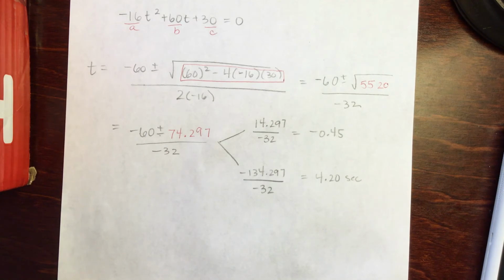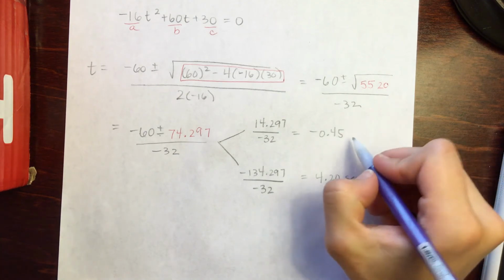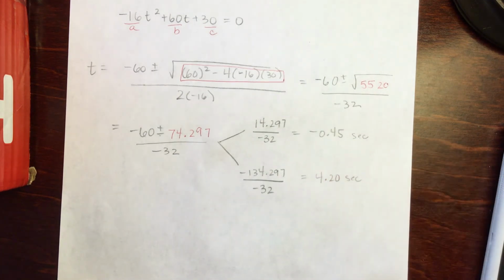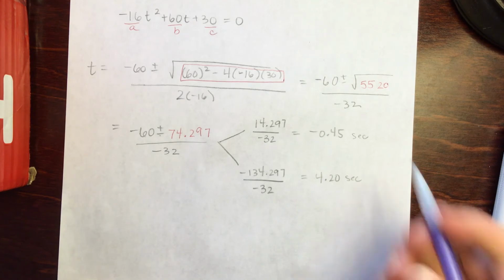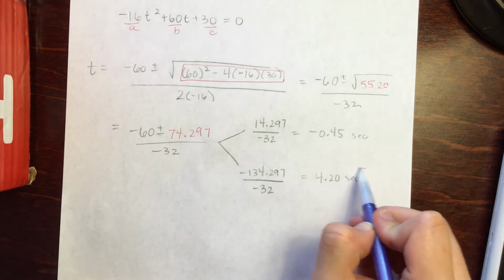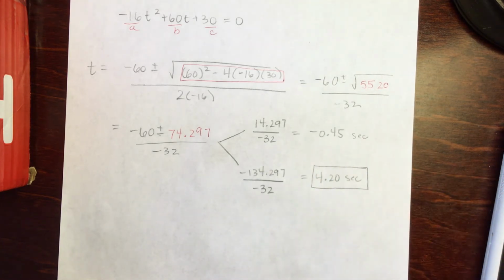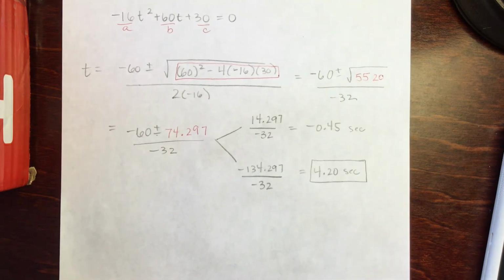Here's where I round to just 2 decimal places. Make sure you include units. This is the t value, or the time. And so we're trying to figure out, when does the stone hit the ground? Well, we can't go backwards in time, so we only want to use the positive number. You cannot go backwards in time. Time can't be negative, so your answer is positive.